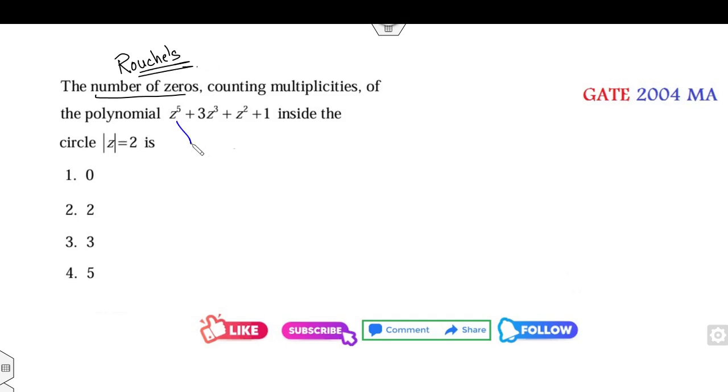So can you find the term on the boundary? It's 2 raised to power 5, 32. This quantity is 8 into 3, 24. 2 raised to power 2, 4. And the last value is 1.